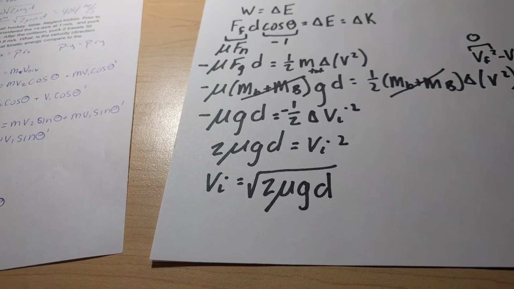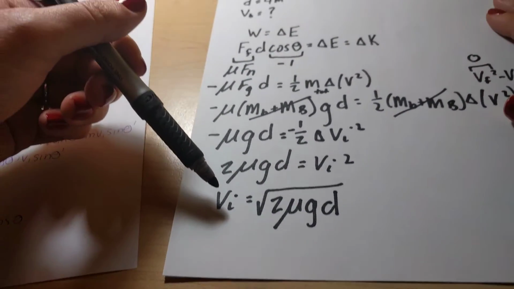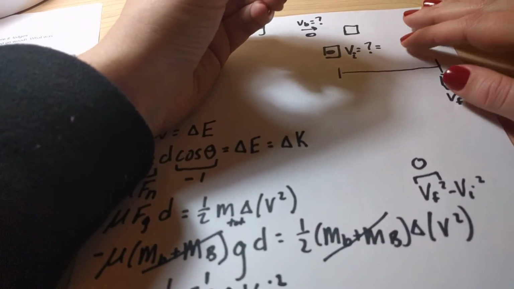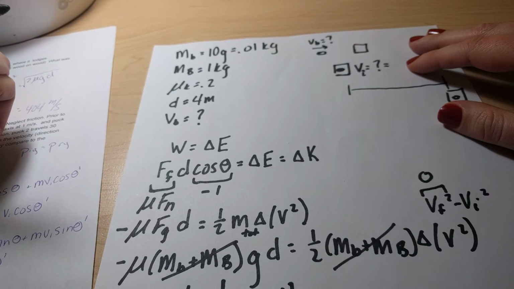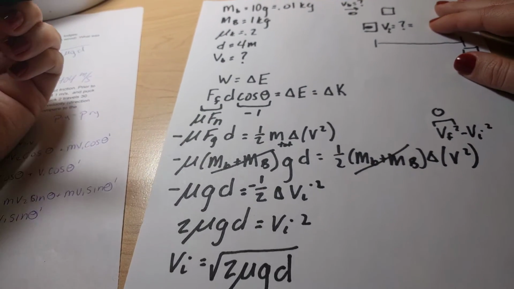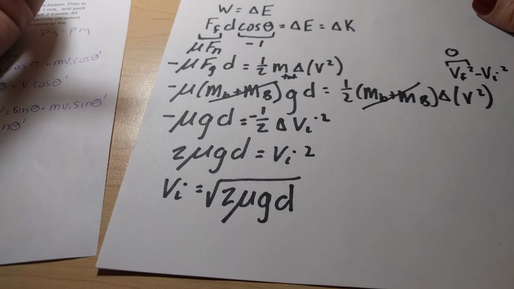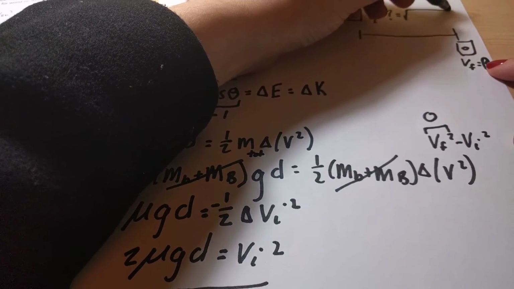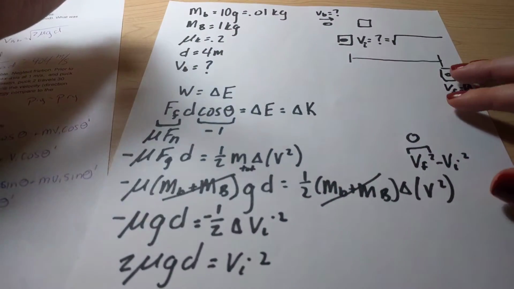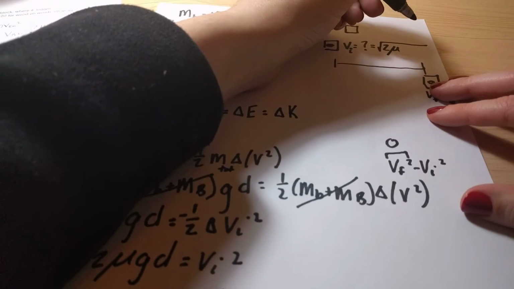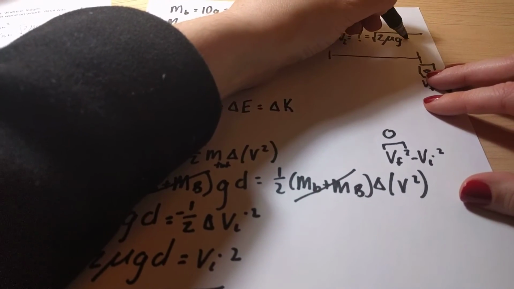But we're not done with the problem. So now we know that this velocity here is that expression. We could calculate that out, but I do not have my calculator on me, so I'm not going to do that. Let's see, sorry, I'm having trouble seeing here because I'm literally wearing my tripod around my neck. So, lots of fun. 2 mu g d.